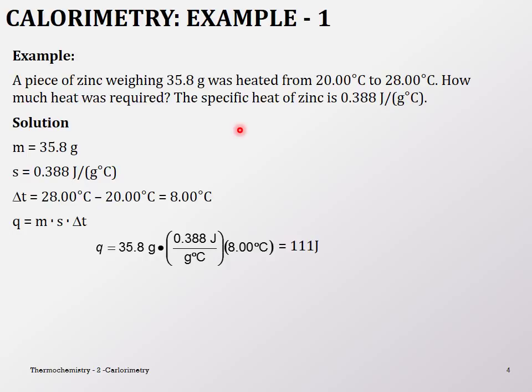Okay, so if the specific heat is given to us, then it means you're going to use a specific heat formula, which is Q is equal to m s ΔT. And the ΔT turns out to be the final temperature minus the initial, which is 8 degrees Celsius. And so then Q becomes 35.8, which is the mass given of zinc, and then the specific heat of zinc that is given to us, multiplied by the temperature change. So it's a very simple, straightforward calculation. There is not much to it.